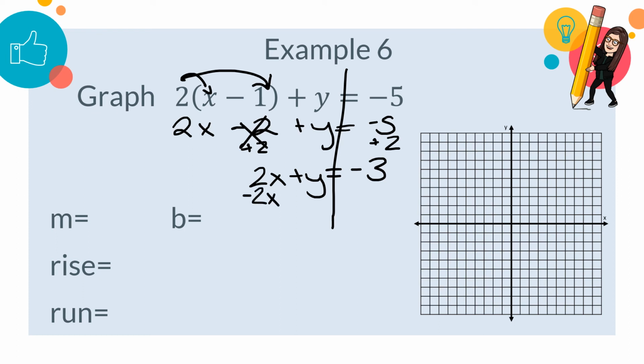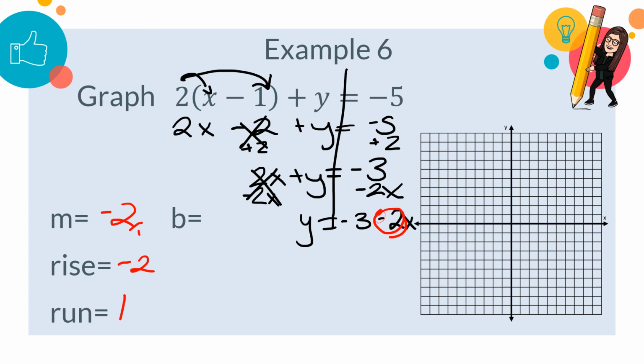My last step, instead of positive 2x, let's minus 2x. I'm going to have negative 3 subtract 2x. Let's identify the parts. The number in front of x is my slope, so negative 2. If I break it up, I've got a rise of negative 2. If there is no run, it's 1. Or make it a fraction over 1, right? B, the beginning is negative 3. Let's begin on the y-axis at negative 3.